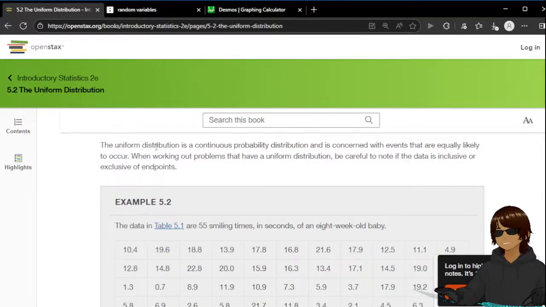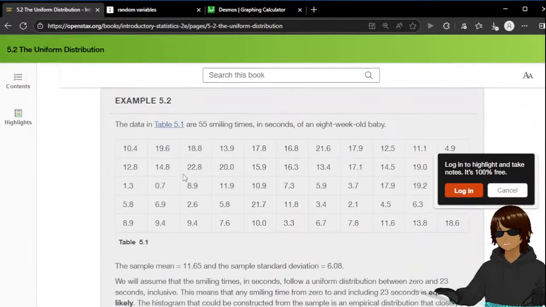Uniform distribution is a continuous probability distribution and is concerned with events that are equally likely to occur. When working out problems that have a uniform distribution, be careful to note if the data is inclusive or exclusive of endpoints.